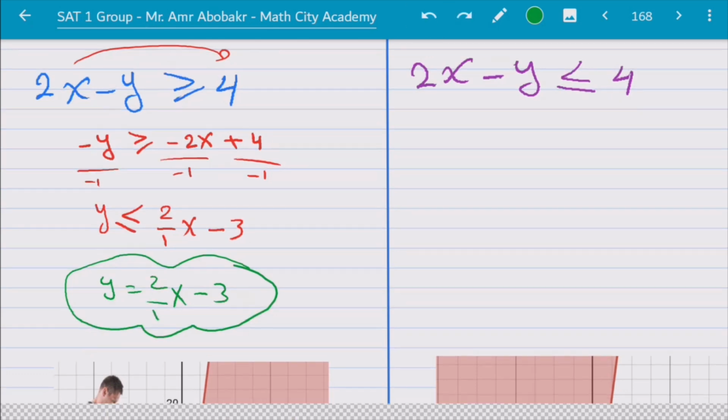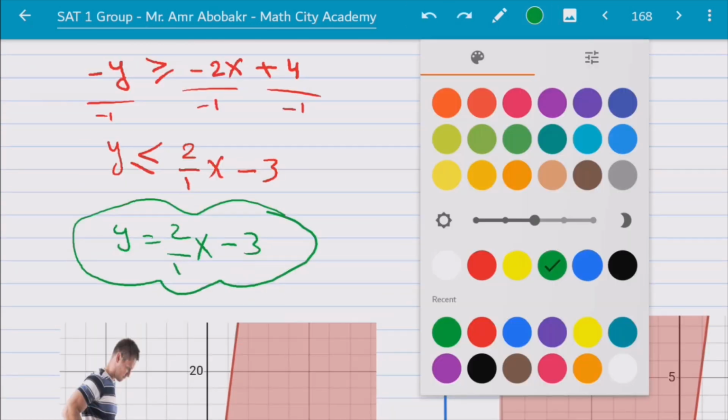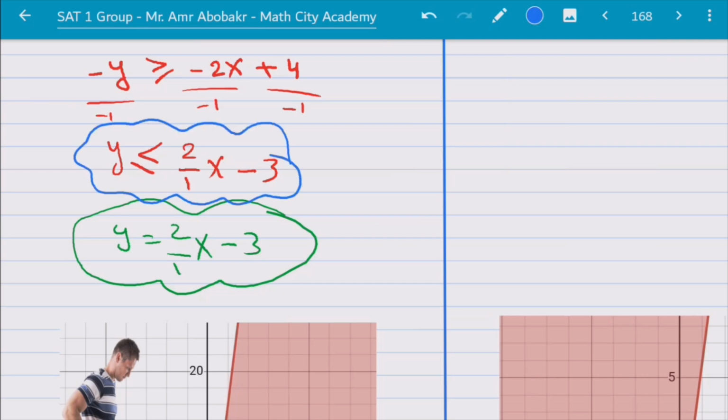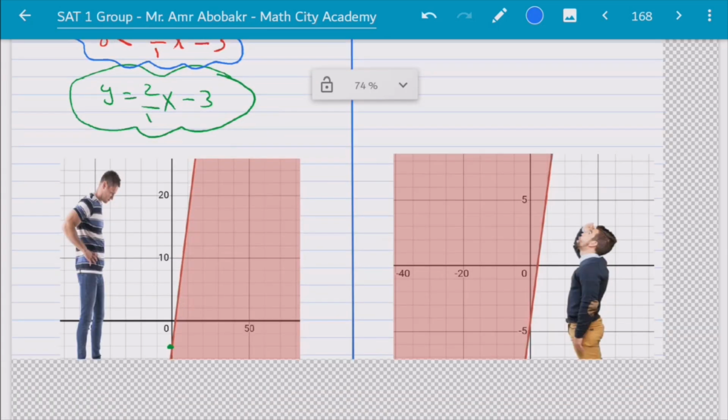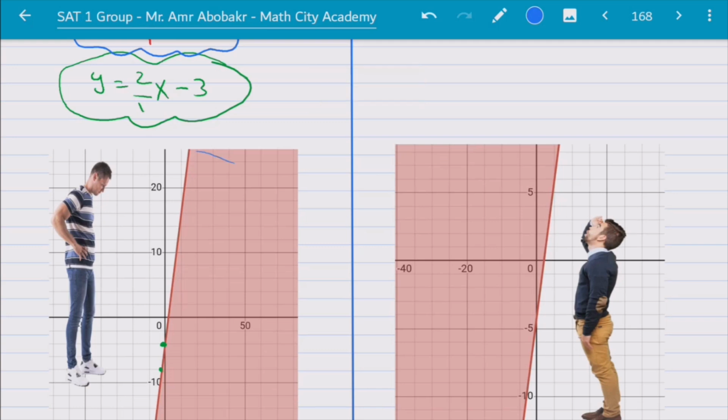So in this inequality, it is important to see: y what? Y is greater or smaller. Here, in this form, you can determine in the easiest way whether to color the area that lies above or below. This is y smaller than or equal, so color the area that is below the line, all the area below the line.